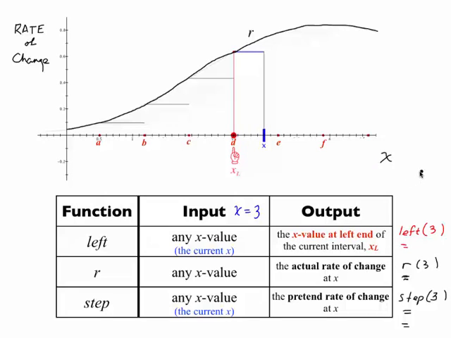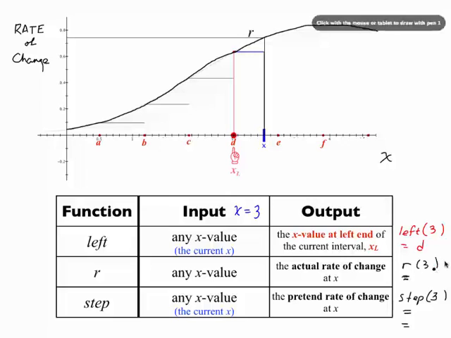Okay, left of 3. Left of 3. D. You said D. Is it D? Yes. R of 3. All right, now I can give you a little help here. That would be about 0.75. Yep, about 0.75. It's the y-coordinate of the point on the R curve, right? The y-coordinate gives that actual rate at 3.